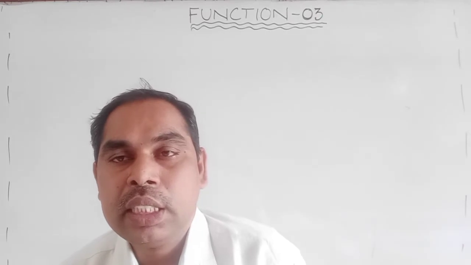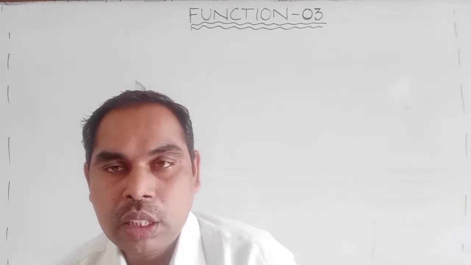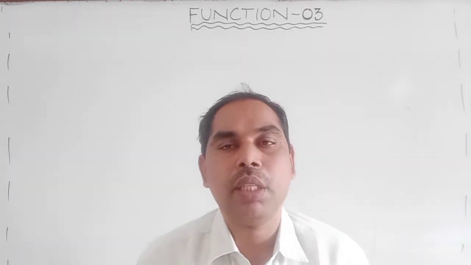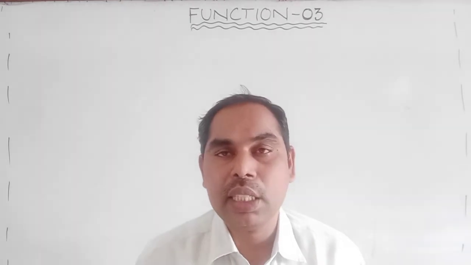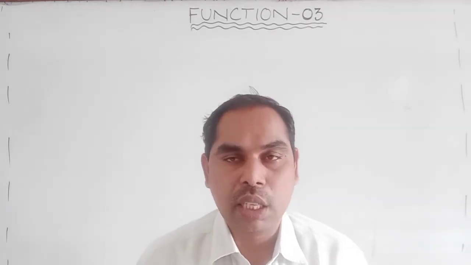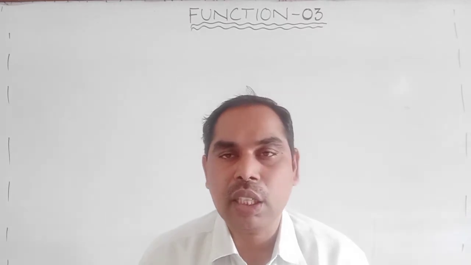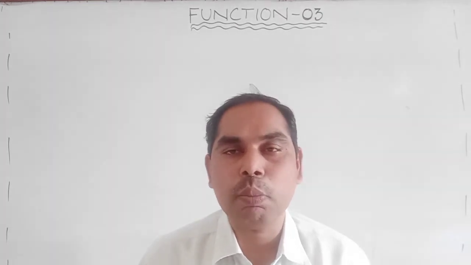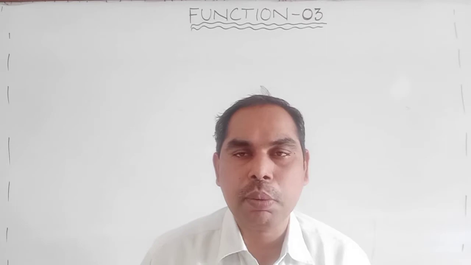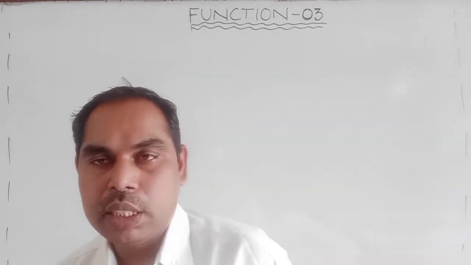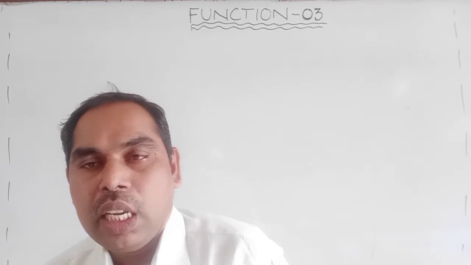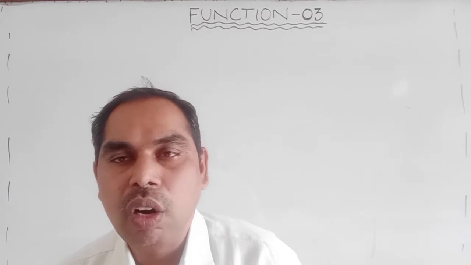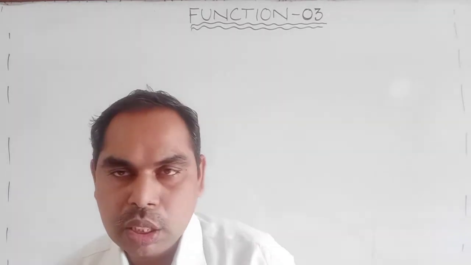Next, polynomial function. A function f of x is equal to a0 plus a1x plus a2x square plus dot dot dot plus an x to the power n, where n belongs to natural numbers, n not equal to 0, so it is an nth degree polynomial. Every polynomial function has domain real numbers R, but different polynomial functions have different ranges. Linear, quadratic, cubic, biquadratic, all are polynomial functions.